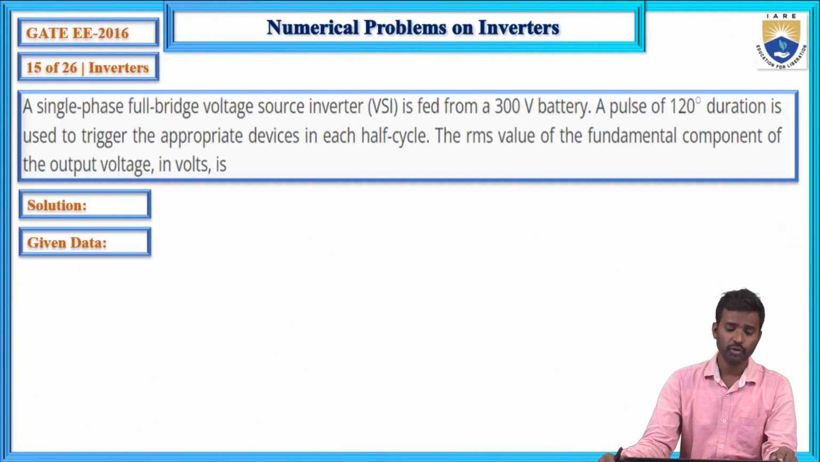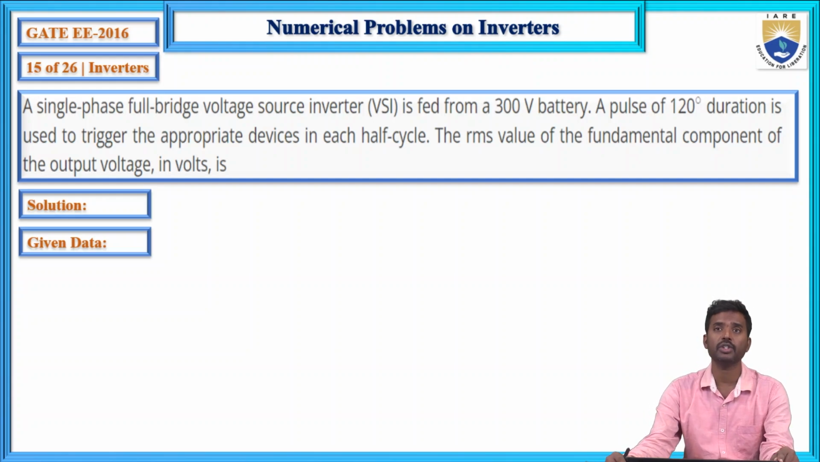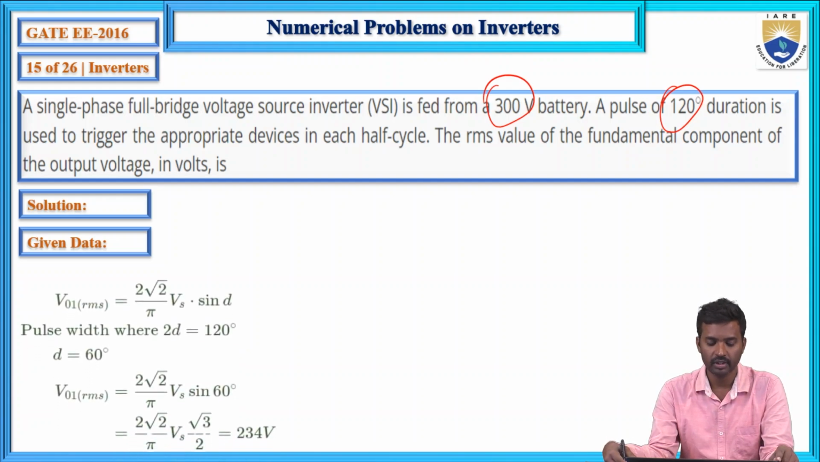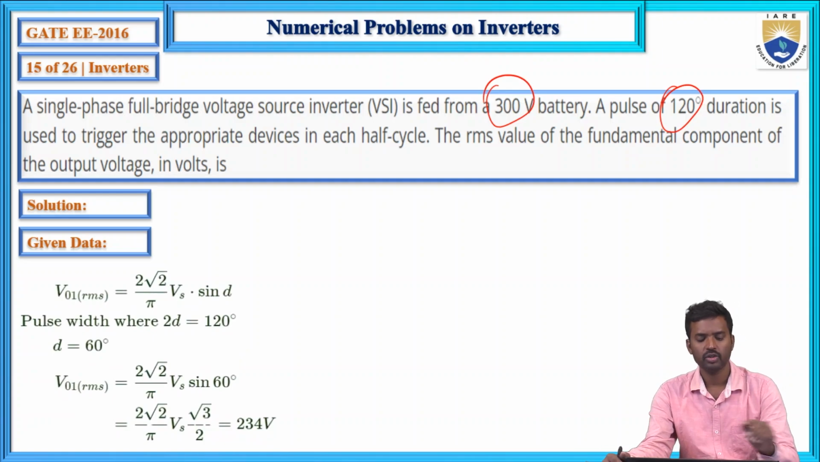A single phase full bridge voltage source inverter is fed from a 300 volt battery. A pulse of 120 degrees duration is used to trigger the appropriate devices in each half cycle. So, the RMS value of the fundamental component of output voltage is needed.